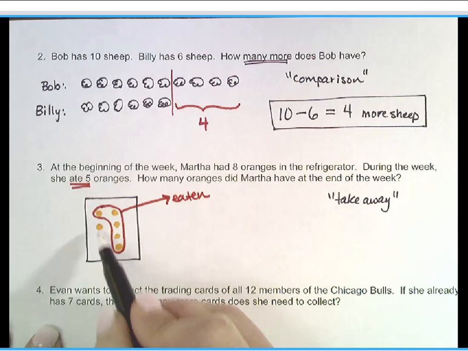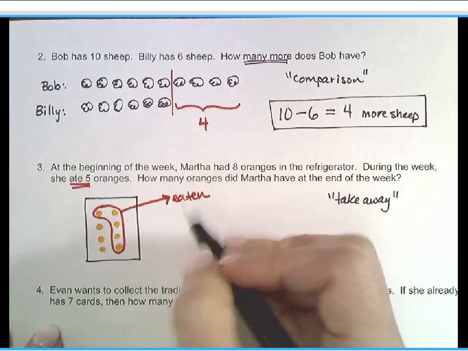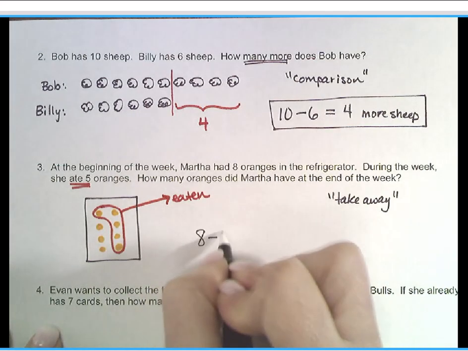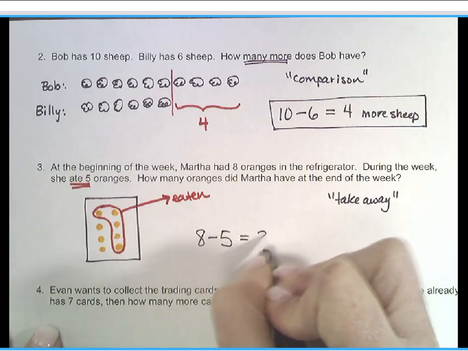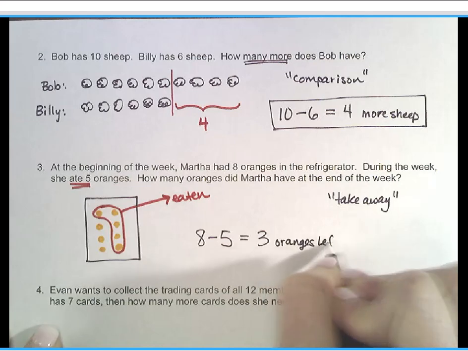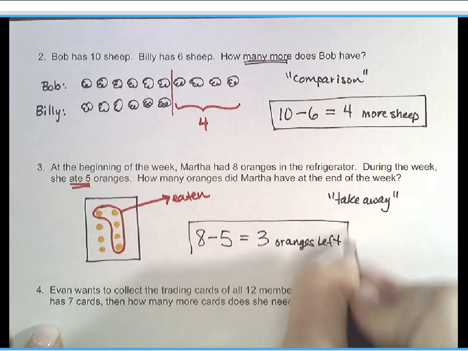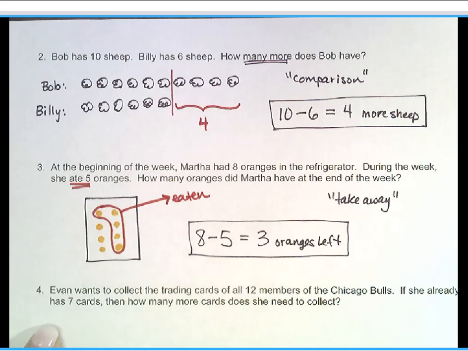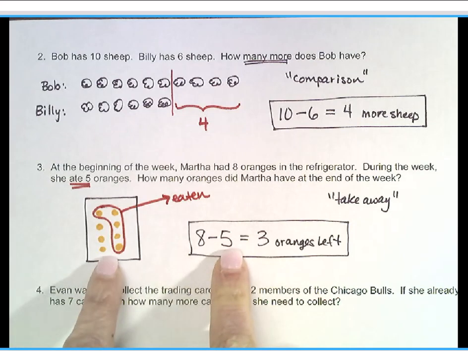And so how many are left? There's 3 little oranges that are left. And so we're saying 8 minus 5 is equal to 3 oranges left at the end of the week. So again, make sure you always put the equation that models, or that explains your model. Put both.